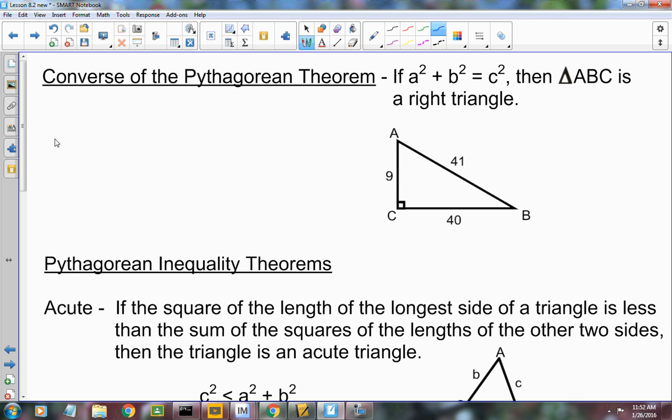Any two sides always have to be greater than the third side. And so if I add these two together, that's going to be greater than 41. So this is going to make a triangle, right? Okay, so that's the first thing you got to check.